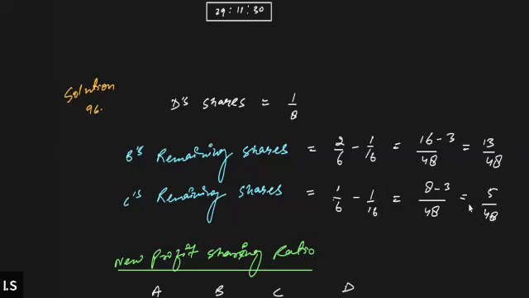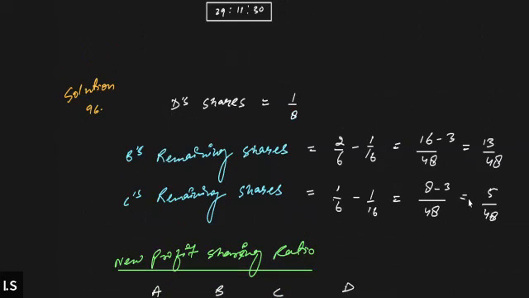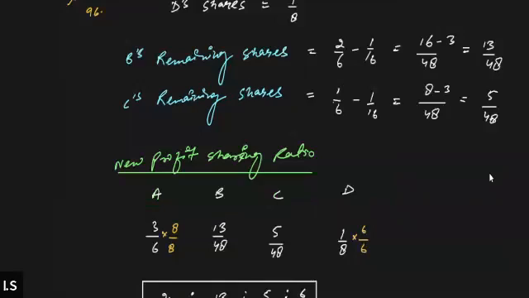Yes, sir. Okay. Moving on. Whatever the remaining ratio we have got for B and C, this will be considered as the new shares of B and C. Now we can find out the new profit sharing ratio.